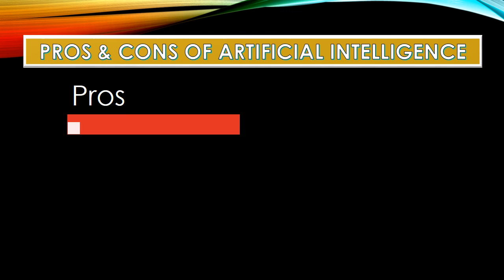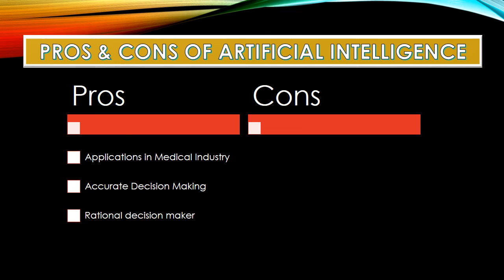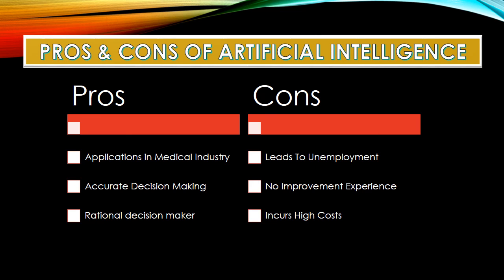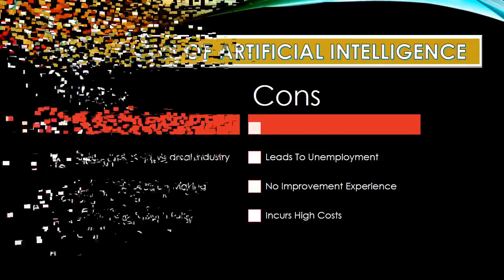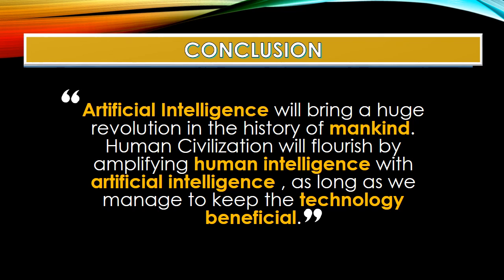Pros and cons of artificial intelligence. Applications in the medical industry. Pros: accurate decision making, rational decision maker. Cons: leads to unemployment, no improvement from experience, and incurs high cost. Conclusion: artificial intelligence will bring a huge revolution in the history of mankind. Human civilization will flourish by amplifying human intelligence with artificial intelligence, as long as we manage to keep the technology beneficial.